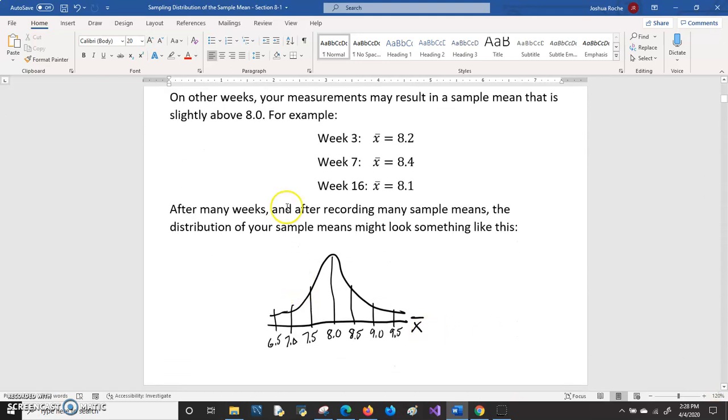So after many weeks and after recording many sample means, you might start to form a distribution of all of your sample means, and it might look something like this. So you'll start to form a distribution. 8.0 would probably be the most typical sample mean that you get, but you might get sample means that are slightly above, slightly below. Those are also pretty typical. It would be more unusual to get a sample mean that's far below or far above the average of the lake. So all of these represent different sample means.